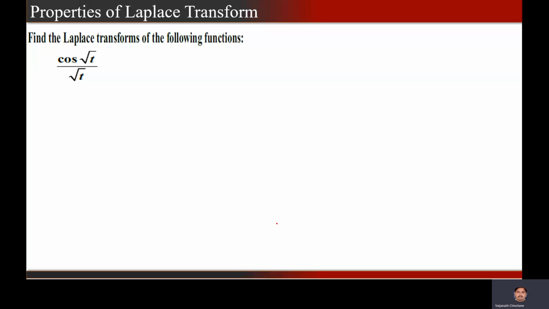How the Laplace transform. So it is a very simple, very beautiful example.